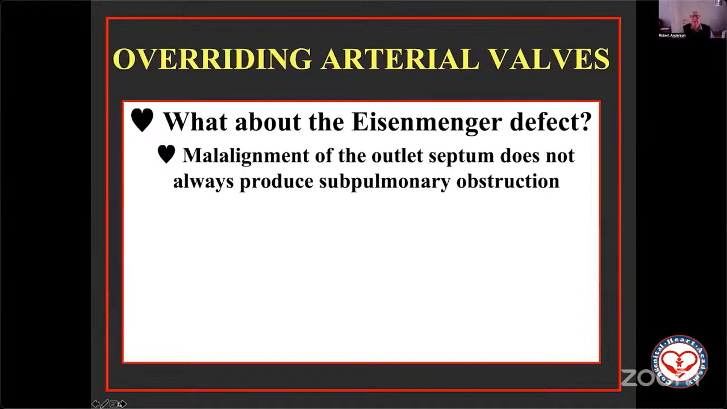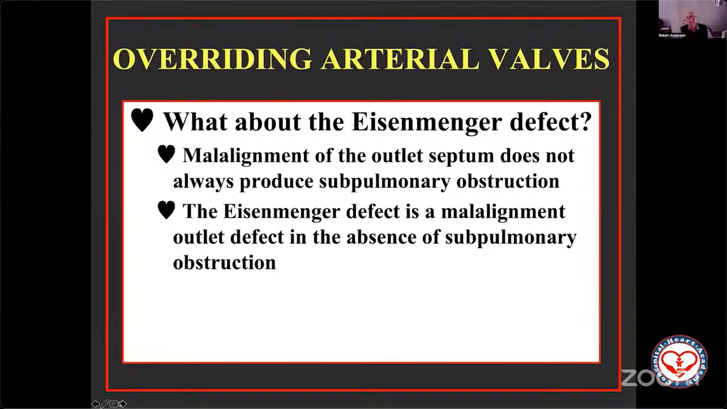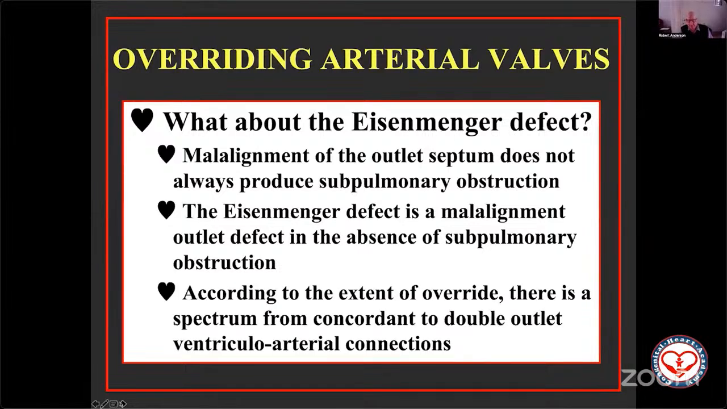We still have a defect that is subaortic, but the malalignment of the outlet septum is insufficient to produce subpulmonary obstruction. And these are the defects that Victor Eisenmenger himself described at the end of the 19th century. So the Eisenmenger defect is a malalignment outlet defect, but without there being any subpulmonary obstruction.